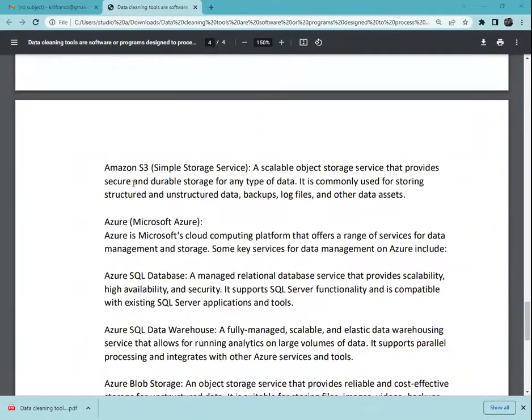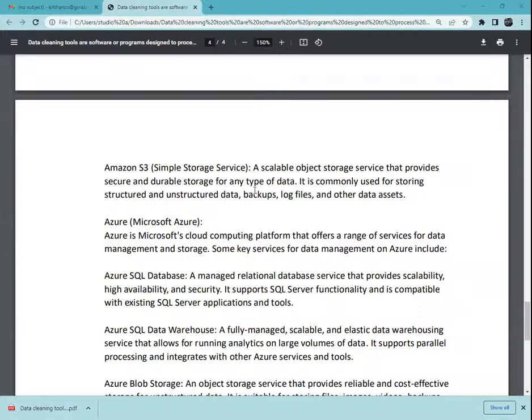Then we have Amazon S3, simple storage service. A scalable object storage service that provides secure and durable storage for any type of data. It's commonly used for storing structured and unstructured data, backups, log files, and other data assets. These log files will be very important for you to know who entered a particular database at what time, so that in the future, should something happen, you should be able to trace back and say, hey, Dr. Aura was in this particular database at this particular time. So Amazon S3, simple storage service.